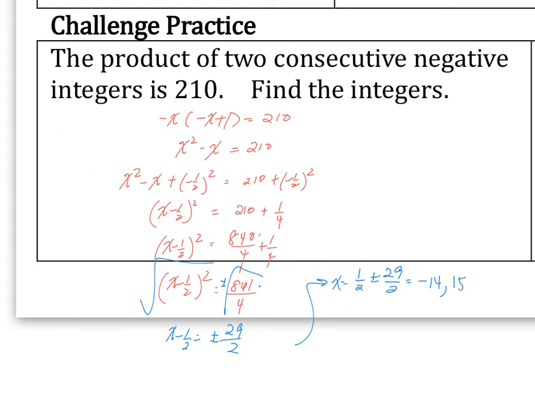Now, we cannot use one of these here. Remember I said negative x was one of my negative integers. If I use negative 14 and substitute it in for negative x, I would get a positive number. But we only want negative integers, so we don't use negative 14. So let's substitute 15 in for x. So this would be negative 15. And then negative x plus 1 would be negative 14. So my two consecutive negative integers will be negative 15 and negative 14.